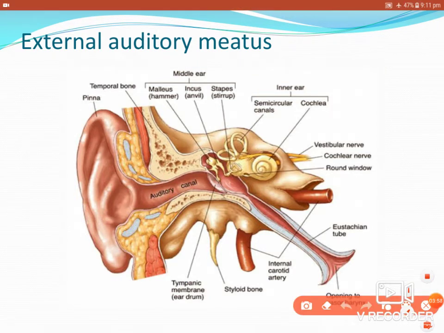Here in the cartilaginous part of the canal, the cartilage is a continuation of the cartilage of the auricle, and the skin over this cartilaginous part is thick. There you can see sebaceous glands and ceruminous glands, which secrete wax, and also hair follicles. So this area is more prone to infection. The skin over the bony part is thin.